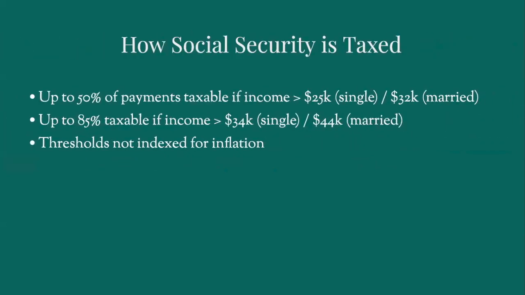Okay, how is it taxed? Up to 50% of your payments are taxable if your income is above $25K if you're single, $32,000 if you're married. Up to 85% is taxable if it's over $34,000 if you're single, and above $44,000 if you're married. These are not indexed for inflation. So you get taxed at a pretty high rate pretty early.